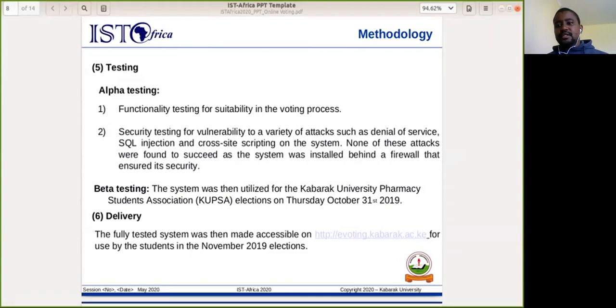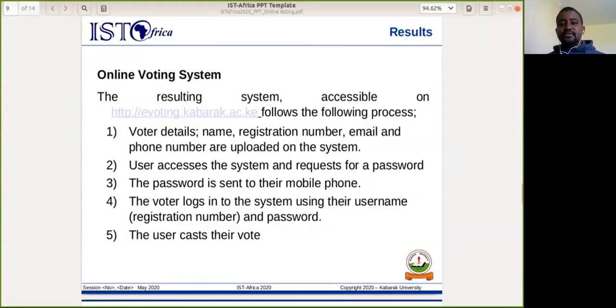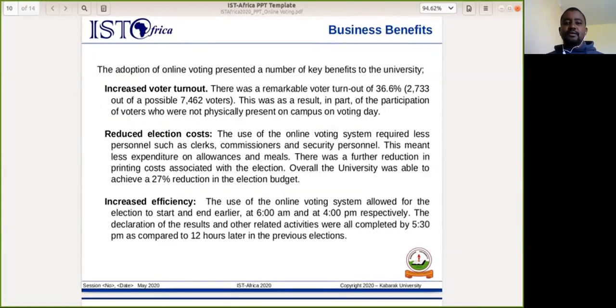So I'm reporting now the outcome of this entire process. The major output of this entire process was the system. The system is able to capture the voter details, which we now get from student registration from the enterprise resource planning system. We allow users to access the system and request a password. Then the password is sent to their mobile phone. They log in and cast a vote. And then, of course, we're able to release the results at the end of the voting period.